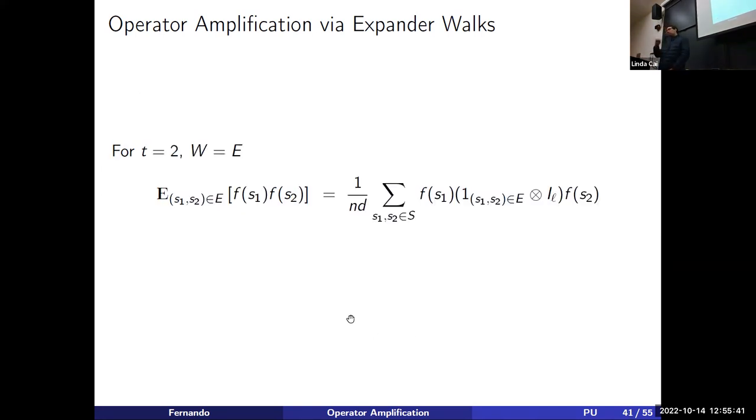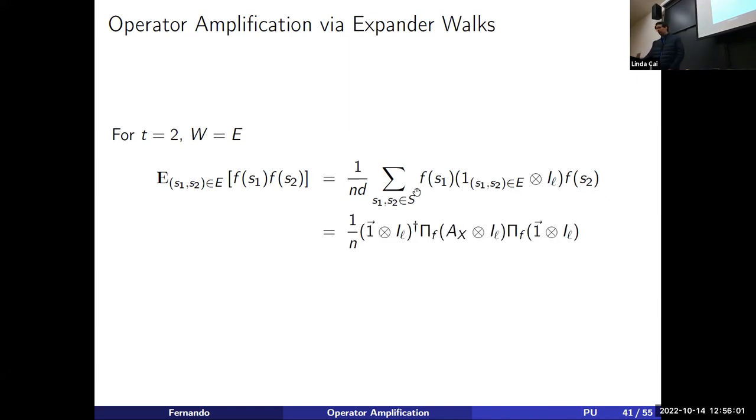Okay, now let's go back to matrices, right? So now we have matrix valued functions. And again, what you're going to have is a matrix valued function here. This one, you can think that we tensored with the identity on L elements, right? So this is tensored with the identity. So we get an expression of this form. If you put things together again, what you're going to get is not the adjacency matrix of the original graph, but the adjacency matrix tensored with the all ones. Then here you have pi f and here you have pi f. And then you get this expression here, okay?